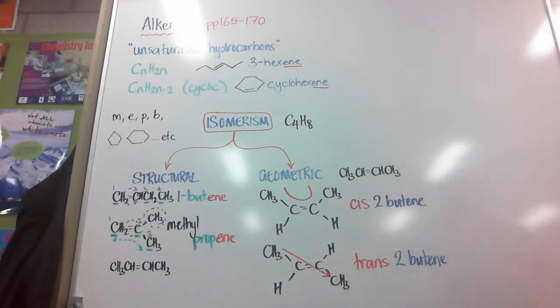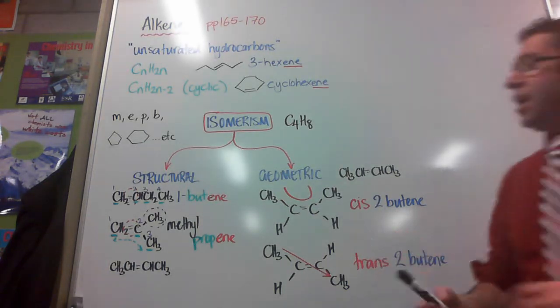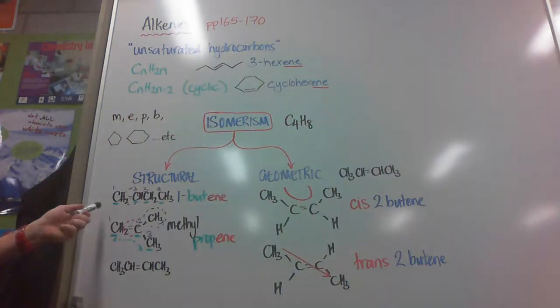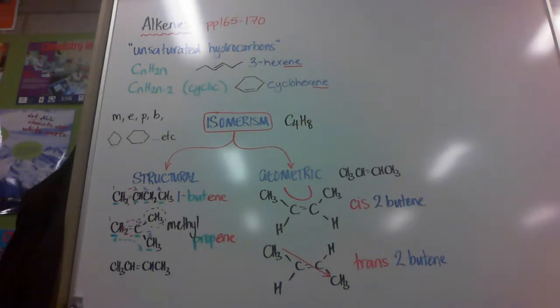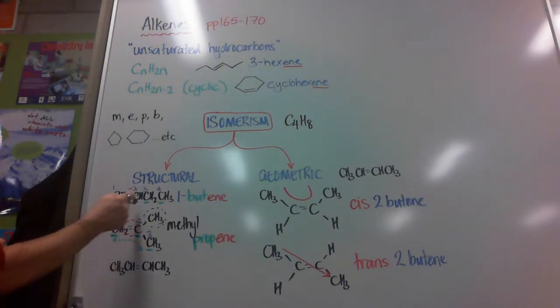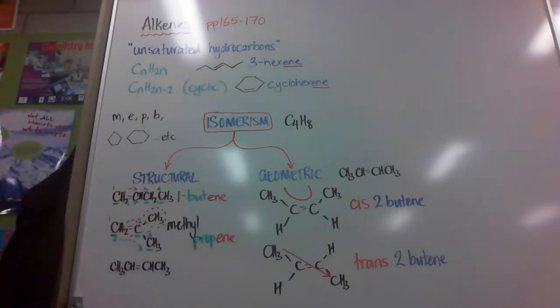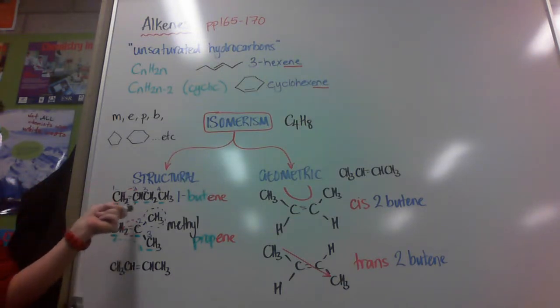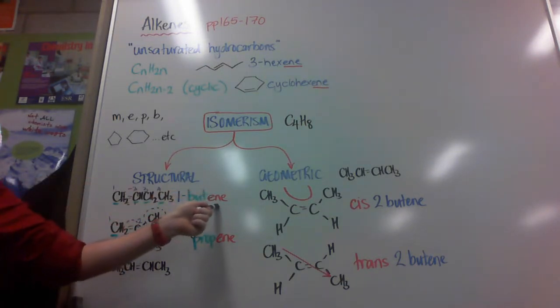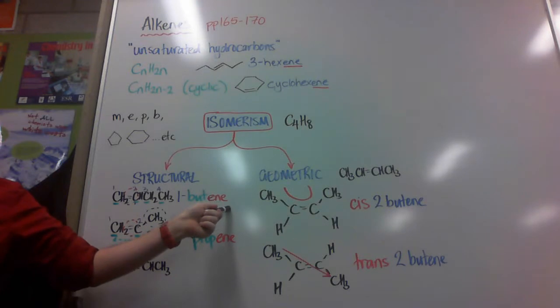So let's go through the structurals first, because this is very, very similar to the ones that we've already met. The most obvious way to make a C4H8 is to have your 4 carbons in a row, and on the first one, make it a double bond. So I get CH2, CH, CH2, CH3. It's got a double bond, so it must end in ene. So I write backwards, remember.